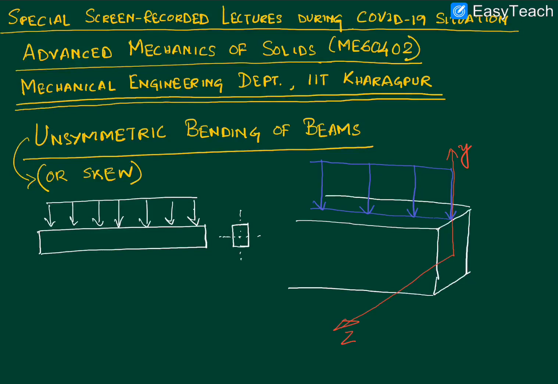So the load is acting vertically downward, but it is also passing or coinciding at this end with the y-axis, that is with the vertical axis of symmetry. So this load is very much vertically symmetric for this particular beam. So this was the symmetry that we were talking about from our undergraduate days.